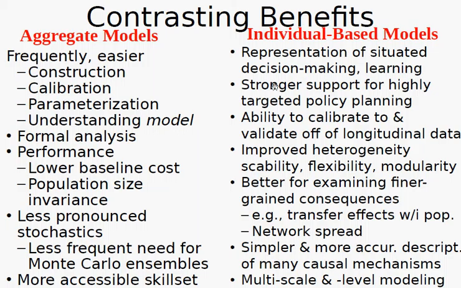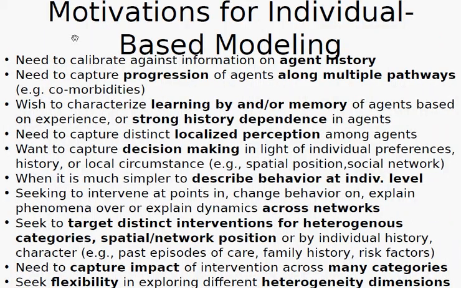Let's see, other components. Well, motivations for individual-based modeling. These kind of fall out of the previous thing, but I like giving them to people. Do you need to calibrate against information on ancient history? Are you going to be judging this model against trajectories of individuals where you have information? Do you want to capture progression of agents along multiple care pathways, like comorbidities for people? Do you want to capture learning or memories? Do you have strong history dependence, the effects of early life insults affecting their trajectories? Do you need to capture localized perception among these agents?